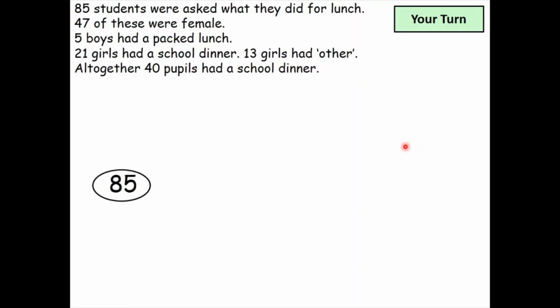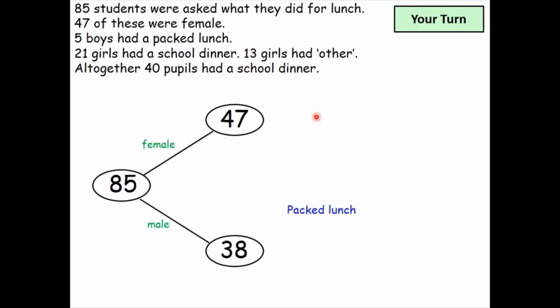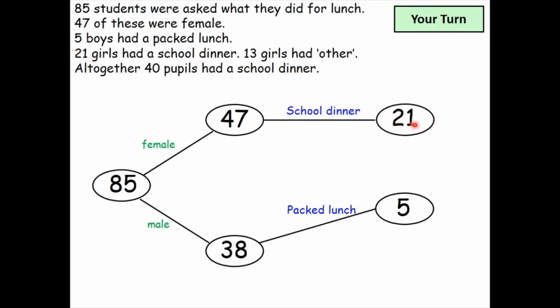So just running through the answers then. Starting point, 85 were asked what they did for lunch. 47 were girls, which means it must be 38 boys. Now, 5 had a packed lunch, so 5 goes there. 21 of the girls had a school dinner, so I've got 21 school dinners. 13 girls had other, so maybe they had a snack from break, or maybe they nicked some food off their mate, or whatever. So that's 13 that had other.